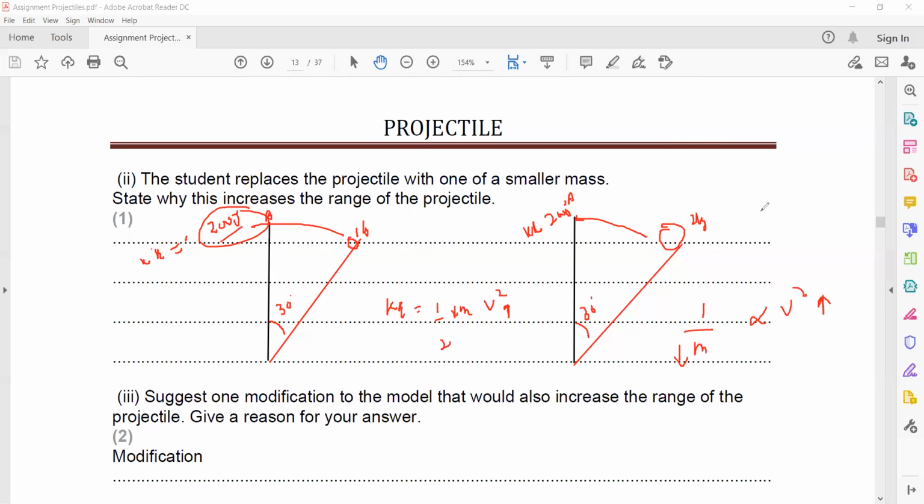But for the object which is heavier, the kinetic energy must be the same, half mv squared. So if m is more, the speed squared will be less. That's why the speed at which it is launched is less. So it will cover a shorter range. Is it clear, this part?